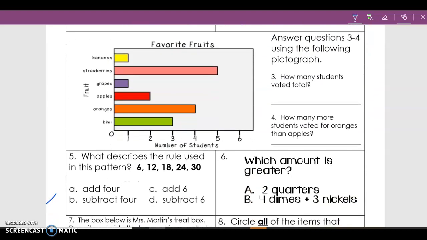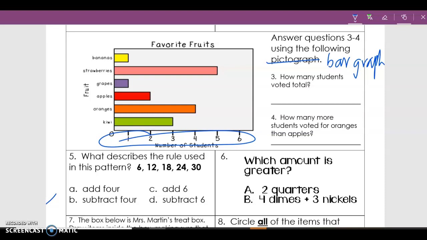Moving on, we have a bar graph. It says answer questions 3 and 4 using the following pictograph. I am so sorry, it's supposed to be bar graph. So when we look at it, we've got our favorite fruits. We're counting down here. It's important to see the number of students. We're counting by 1, which is nice.